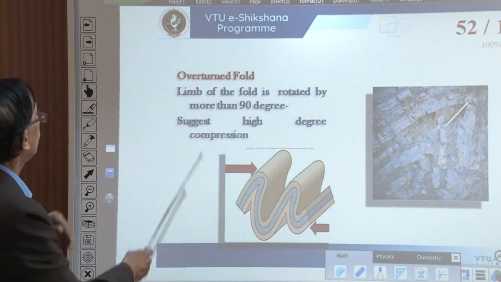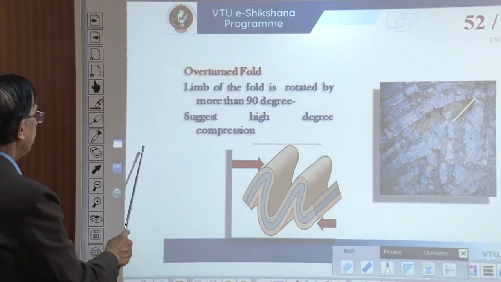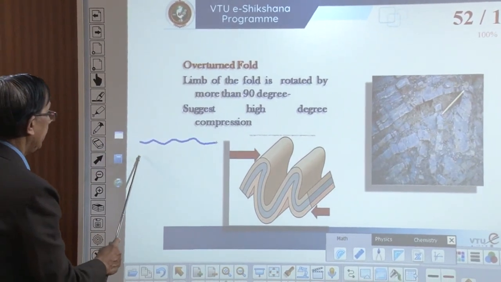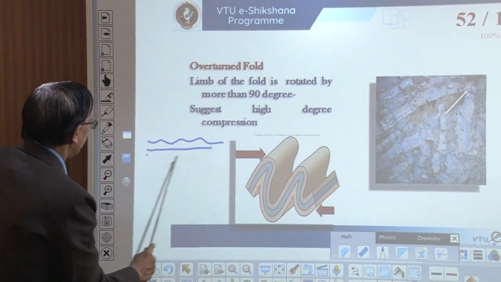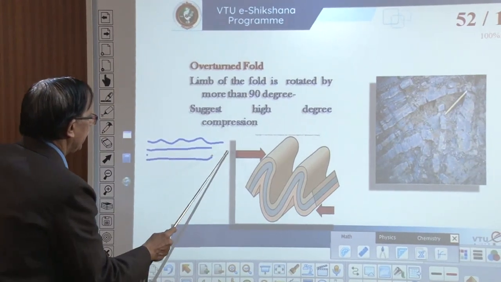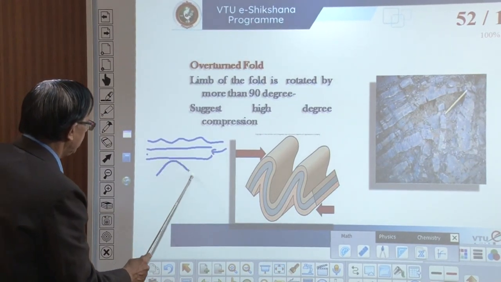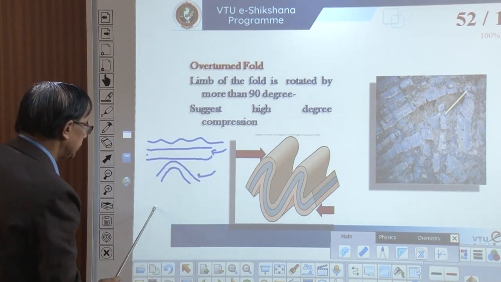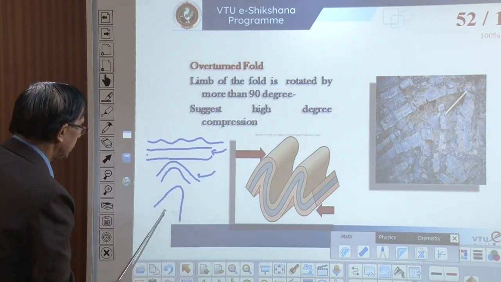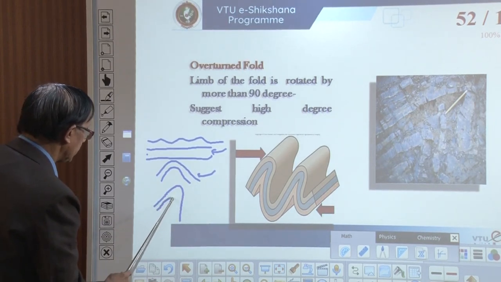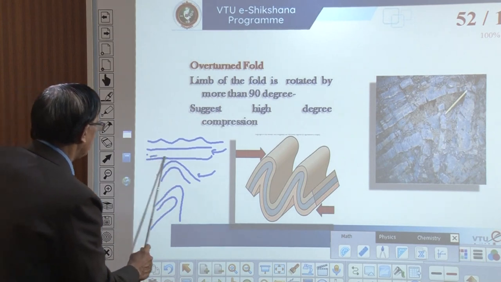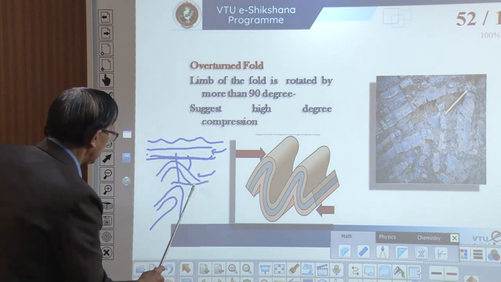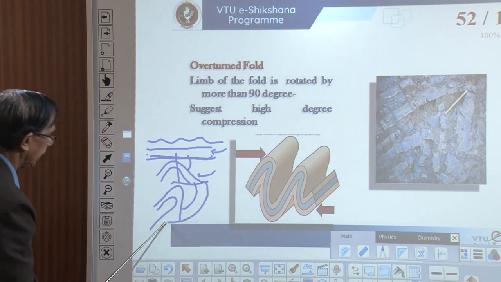Now, this is an overturned fold. What do I mean by an overturned fold? Suppose this is the ground layer, and these are the layers of rocks. If I compress, it should be like this. If I compress further, it can be like this. If I compress further, it can be like this. It means originally they were like this, then they rotated by some 45-50 degrees, and then by more than 90 degrees.